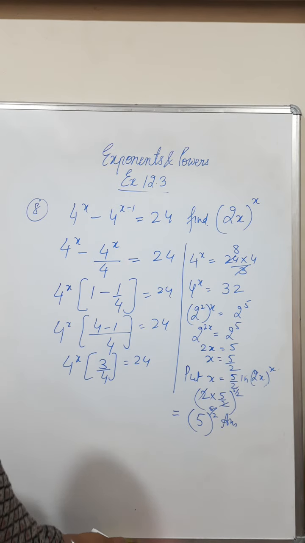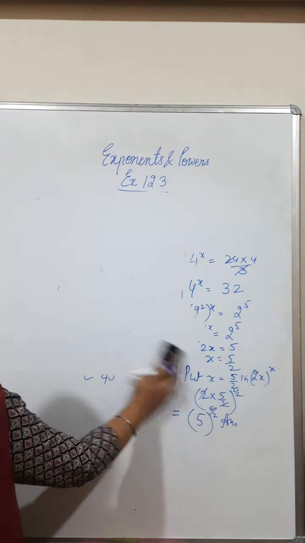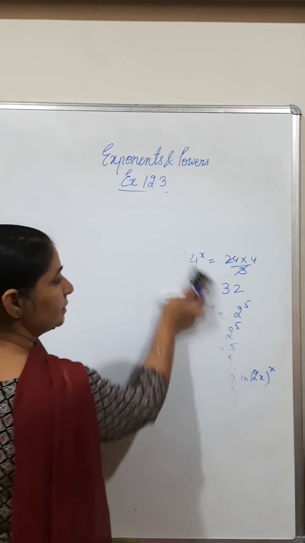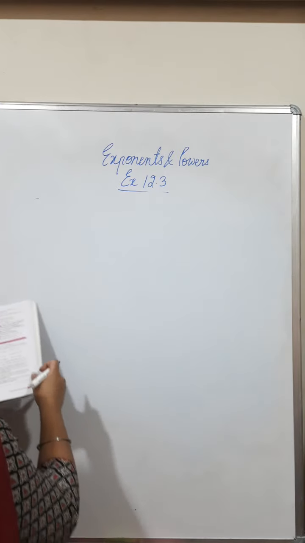Okay beta. Similarly we will do the last sum, which is the ninth sum, and after that the other ones are just the same, the scientific notations that you can write yourself. Question number 9, beta.